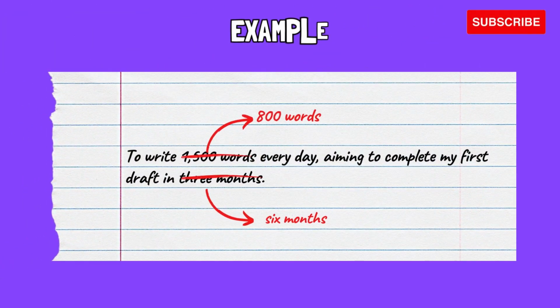For example, my original goal may have been to write 1,500 words every day, aiming to complete my first draft in 3 months. However, due to unexpected work commitments and family responsibilities, I had to adjust this goal to a daily word count of 800 words. This allows me to maintain progress while accommodating the changes in my schedule. Although the revised goal extends the timeline for completing the first draft, I remain committed to the long-term objective of finishing a draft of my novel, which now may take 6 months.